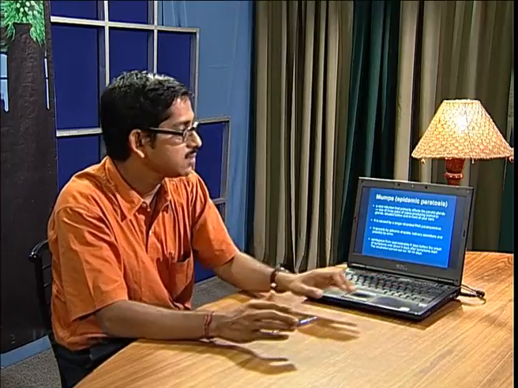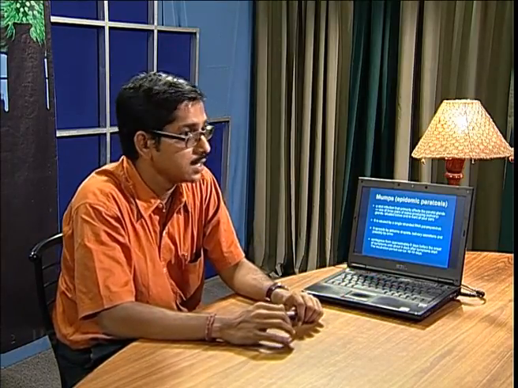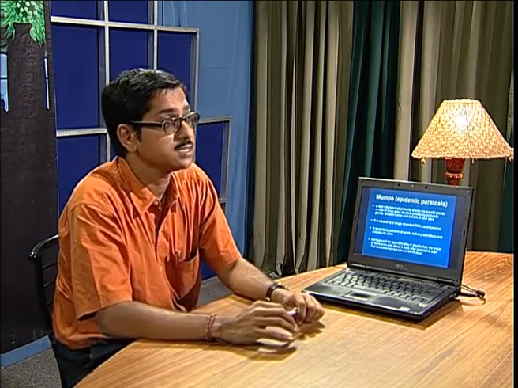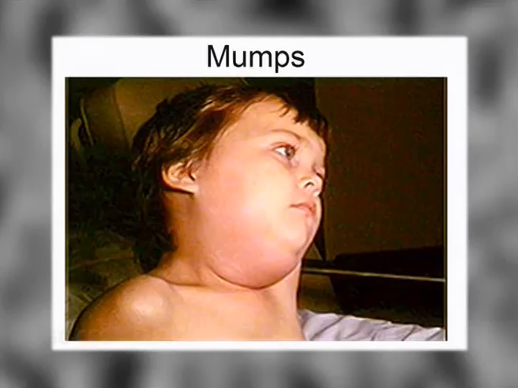Now coming to another important disease, mumps, which is epidemic parotitis. Mumps, like measles, is a widespread disease and especially affects infants. It's not that it will not affect adults, but this disease is more widespread in infants because of their less ability to fight these diseases.